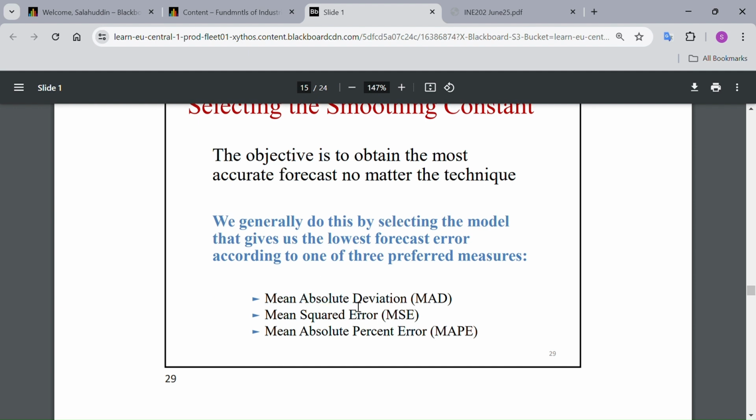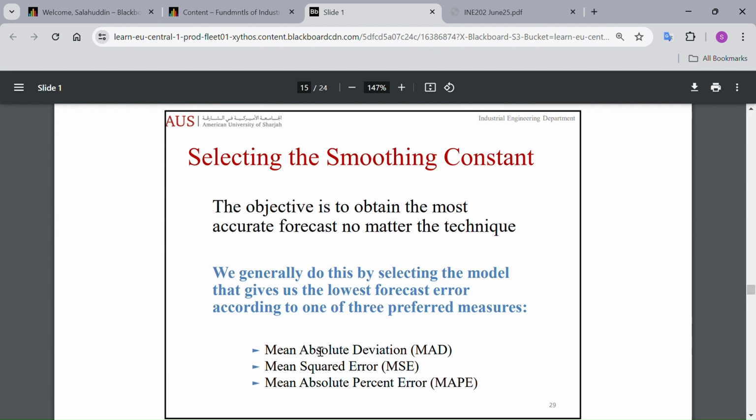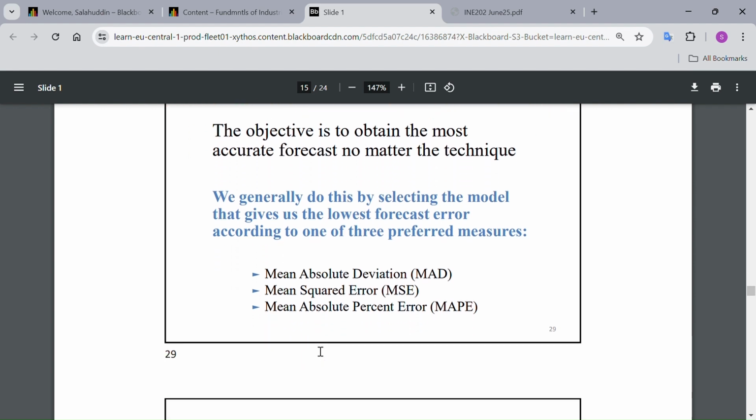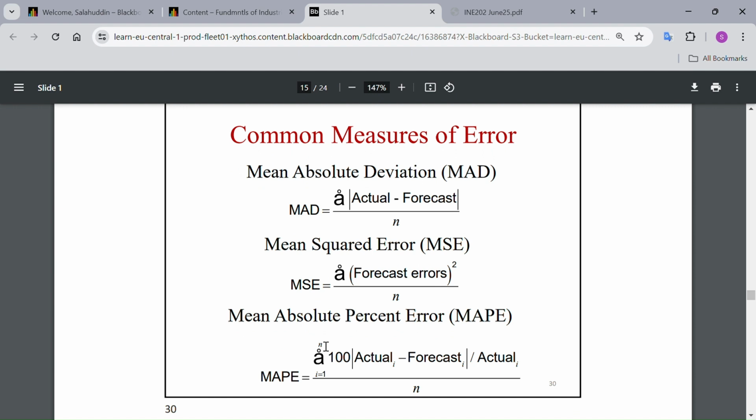The first one is the mean absolute deviation, or MAD. The second one is the mean squared error, or MSE. And the third one is the mean absolute percent error, which is MAPE. These are all measures of the error, and different measures. We're going to see what the difference between them is. And these are the formulas for each of the errors.